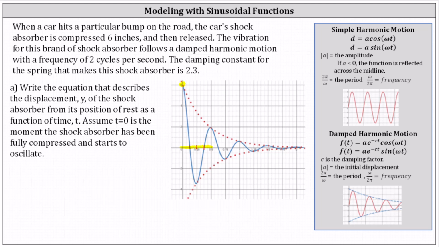So in our case, we know the absolute value of a is equal to 6, and because we're starting at a max, we know a equals positive 6. The damping constant equals 2.3, and therefore c equals 2.3. And now we need to find omega.